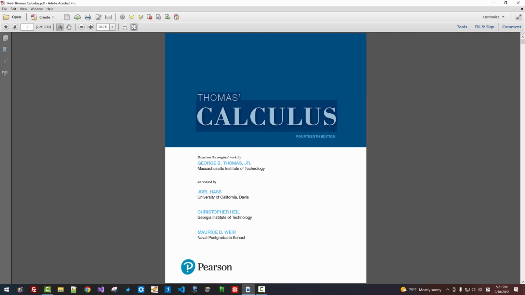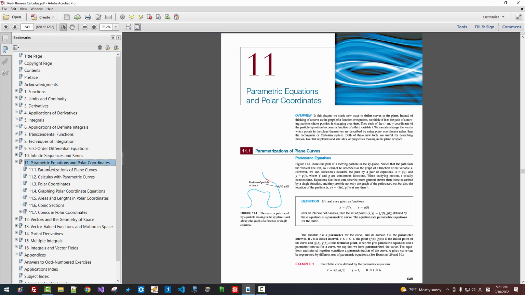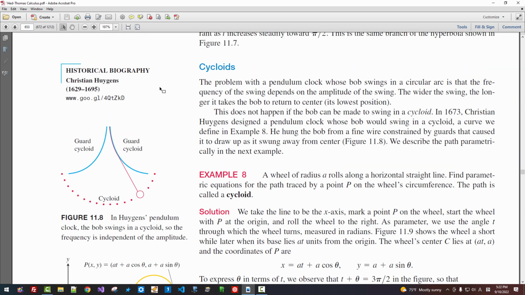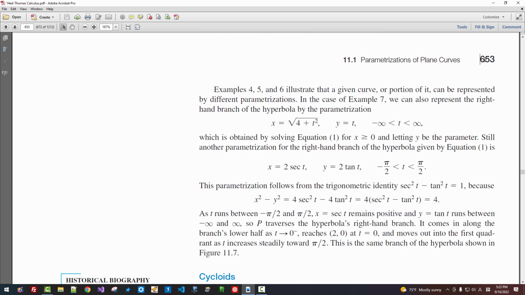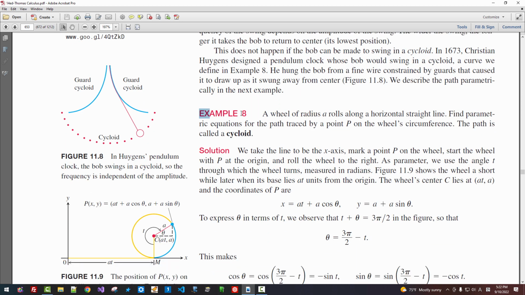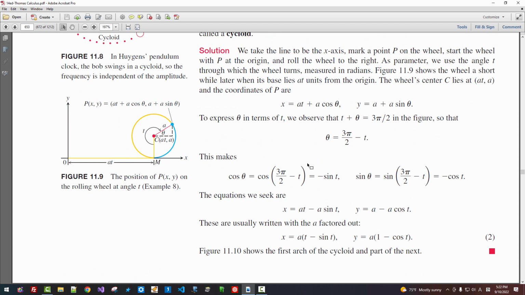This is Thomas's Calculus, 14th edition. From this book, Chapter 11, Parametric Equations and the Polar Coordinate System. If you scroll down, you can find on page 653, Cycloids. We will discuss example 8. We will derive the parametric equation of this cycloid. Deriving this parametric equation is not important in my current video.